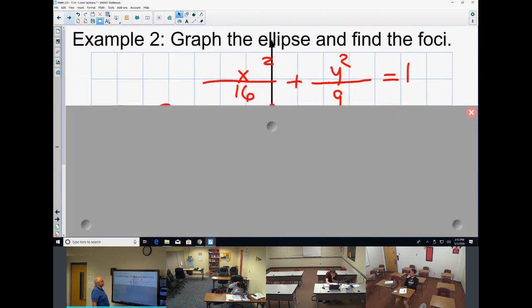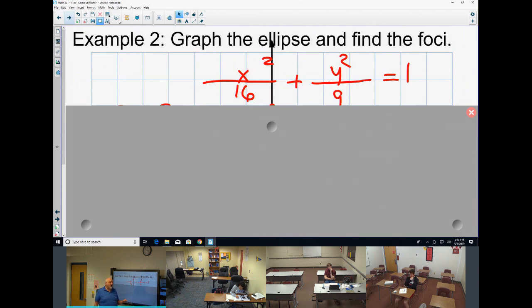All right, so this is graph the ellipse and find the foci. So again, the first step is you find the center. In this case, the center is at 0, 0. But if we had like x minus 2, x plus 5, again, you change the signs: 2, negative 5, or whatever. Here, again, the center is at 0, 0.